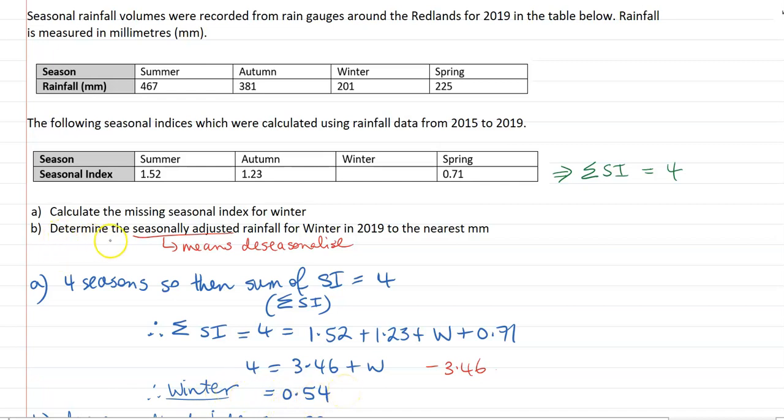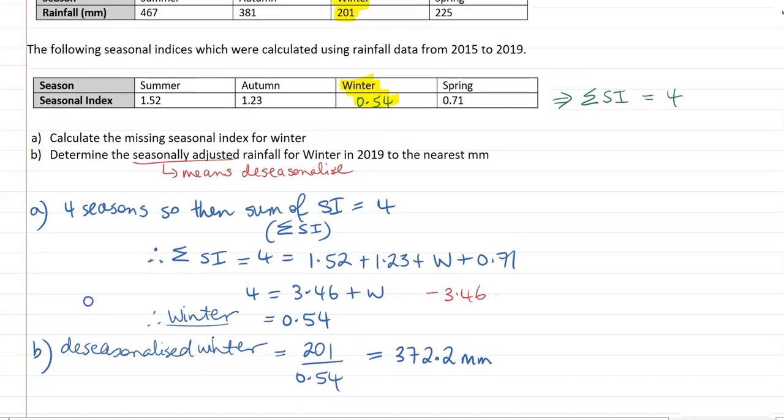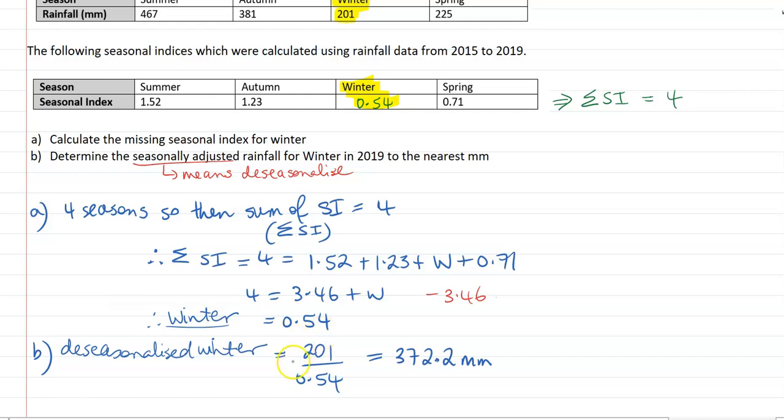For part B, determine the seasonally adjusted rainfall. That just translates to meaning you have to deseasonalize your winter data. So we know that we use our seasonal index to do that. Because we've calculated that to be 0.54, I'm simply going to align those two, and to get my deseasonalized value, it'll be 201 divided by 0.54, which gives us an adjusted rainfall of 372.2 millimetres, rounded to 372 millimetres.